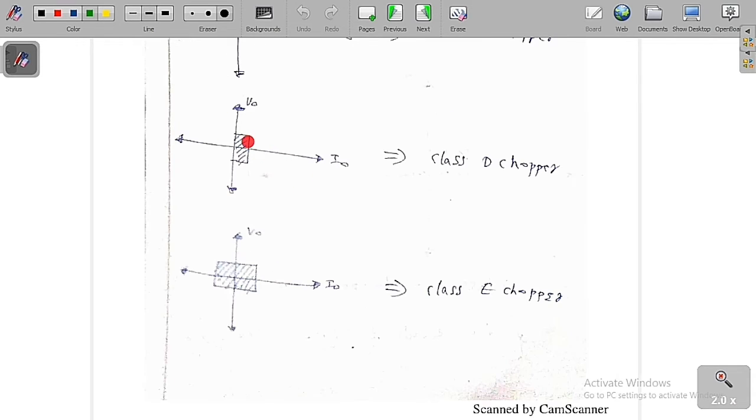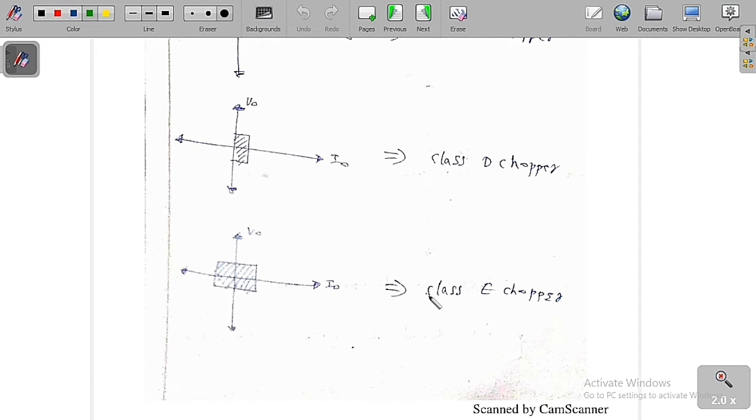Class D means first quadrant and fourth quadrant. So here V0 can be positive or negative, but I0 is always positive. So it is said to be a class D chopper. Similarly, class E is a combination of every quadrant: V0 can be positive or negative, I0 can be positive or negative. So we are going to get a class E chopper.